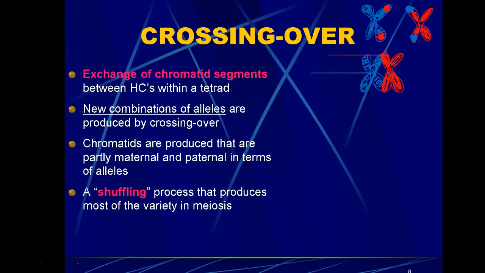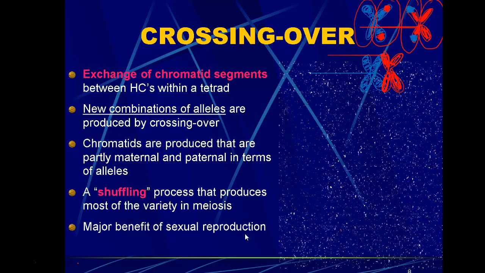So this is a shuffling process that produces most of the variety that you're going to see in meiosis, because think about it, when these guys pull apart, they're all going to move into different gametes. So, for example, this one will be in a gamete, this will be in a gamete, this, and so that means that every last one of these is going to be different. Every cell that's produced is going to be different. Now, I can't do it the way that it's happening in the body, but my little cartoon drawing is the best that I can do.